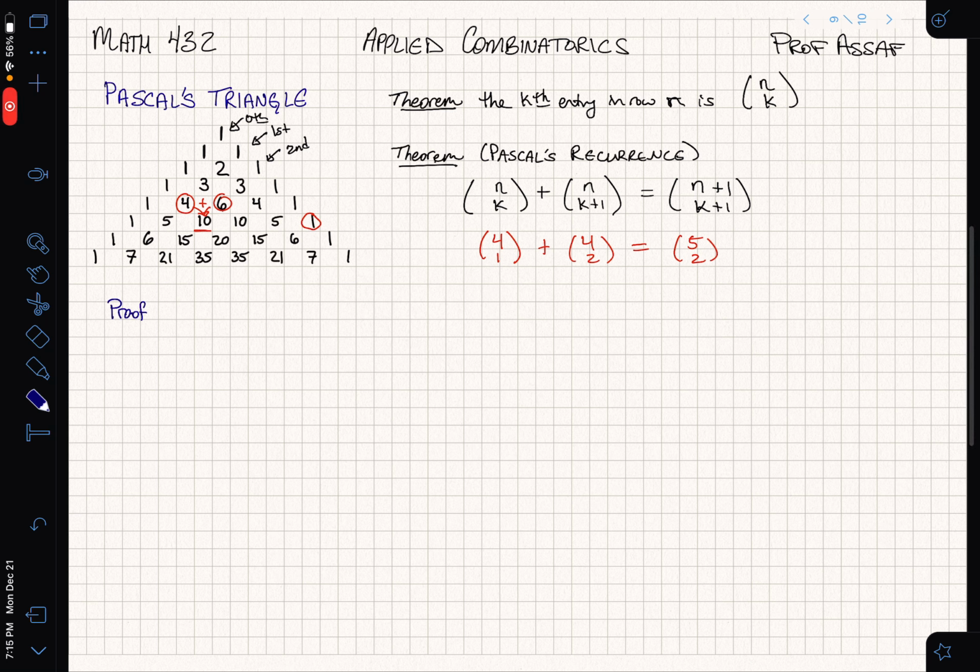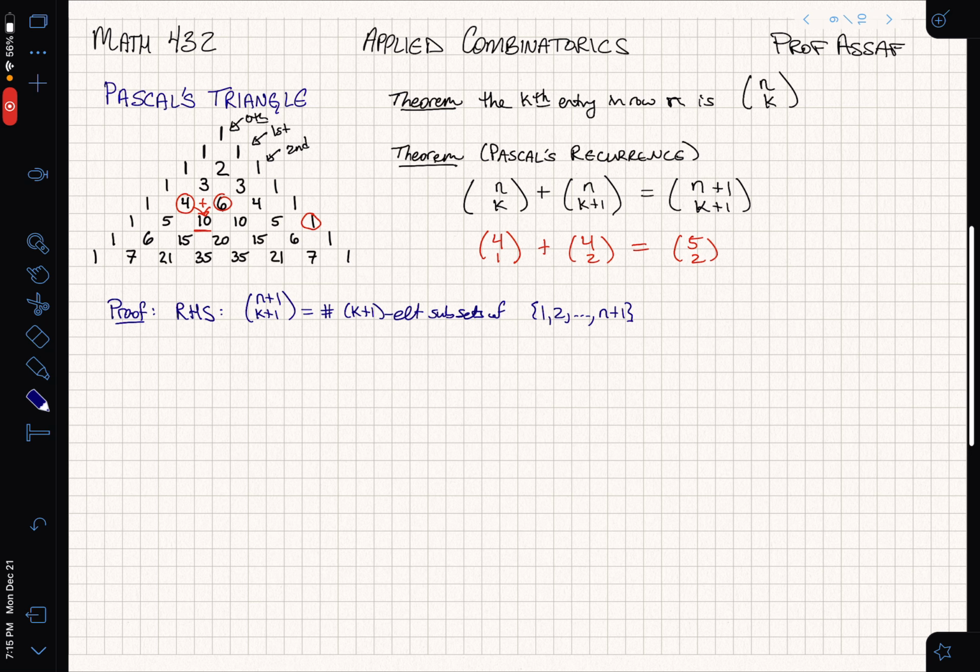Of course, we can prove it algebraically. That's a rather uninspired proof. Let's try to do it in a more inspired way, which means a more combinatorial way. So what does the right-hand side tell us? Well, we know that n plus 1 choose k plus 1, by definition, is the number of k plus 1 element subsets of the numbers 1, 2, up to n plus 1.